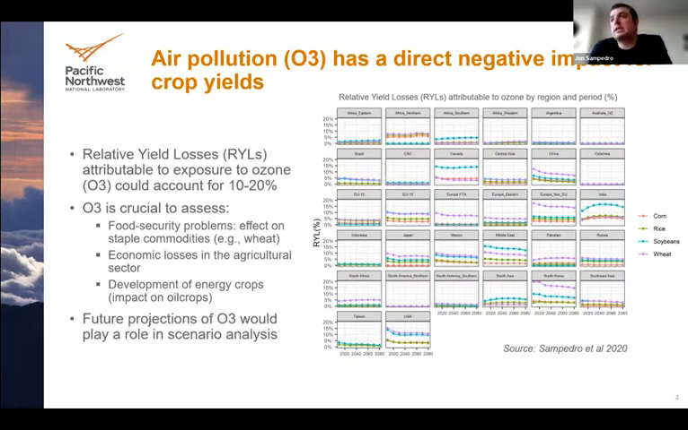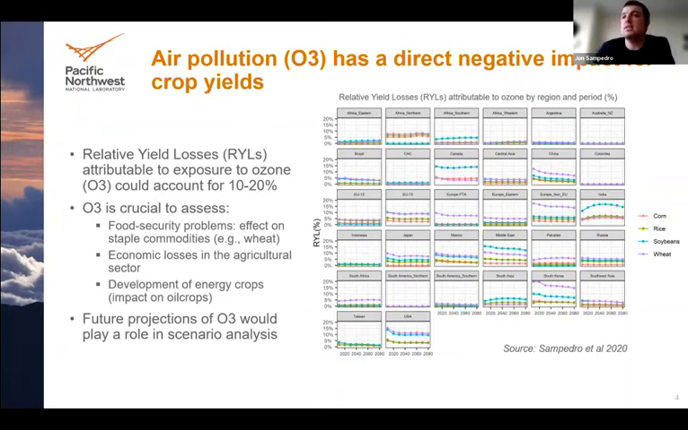And also, for the energy sectors, we know that some of the oil crops, like soybeans, for example, are especially affected by ozone. So also, depending on the penetration of biomass technologies in the future, we think that ozone is going to be important. So overall, we think that ozone is also going to play a role in future scenario analysis.